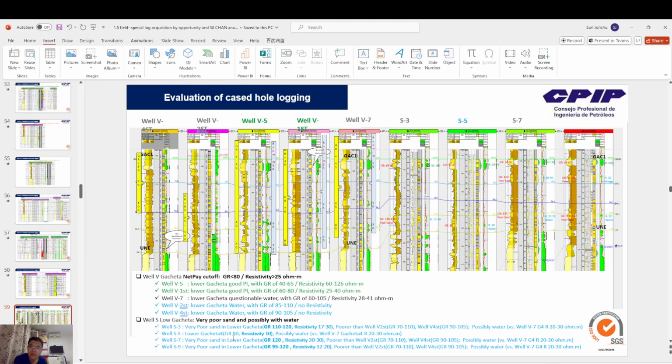Well S7-9, very poor sand in lower Gauge with gamma ray ranges from 95 to 120. Resistivity ranges from 12 to 20. This is poorer than V2 sidetrack with gamma ray 70 to 110. V4 sidetrack gamma ray 90 to 105. Possible water.